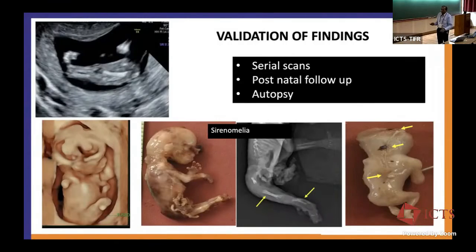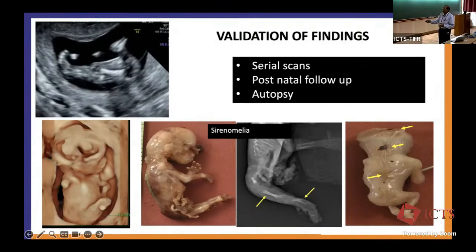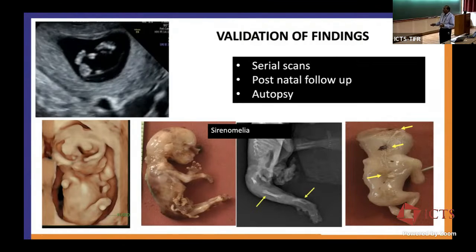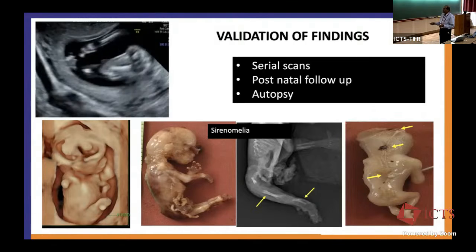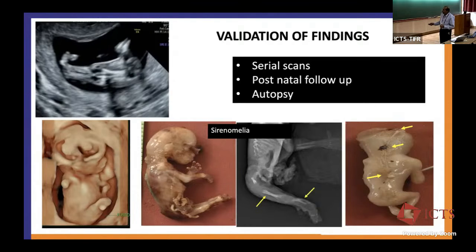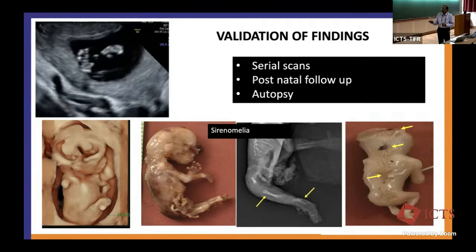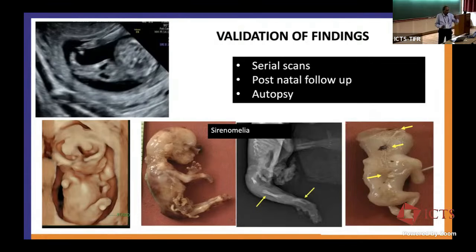So for validation of the findings, I'm going to show you one example. This is a fetus where both the lower limbs are fused with each other. This is called sirenomelia. Then we've taken a 3D of that showing this. And this is the fetus after birth. We've taken an X-ray after that showing the sirenomelia. So we have proved by several methods that this is exactly the diagnosis. And then I can now use this image for training my system, whichever I want to do.